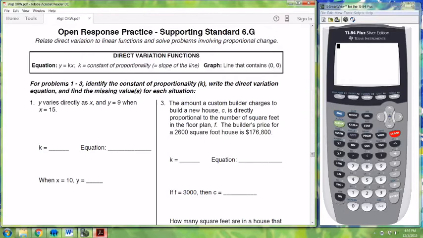Okay, so the first problem here says that y varies directly as x when y equals 9 and x equals 15, sorry. So you're going to use the same formula on all these that says that it varies directly. Y equals kx. So you're going to plug in the numbers that they give you. So they said that y equals 9 when x equals 15. So I write 9 equals k times 15.